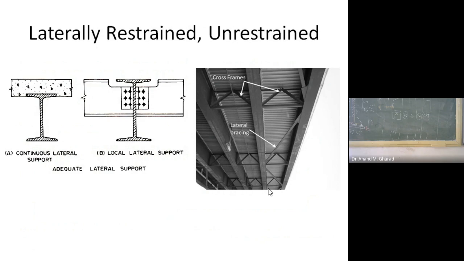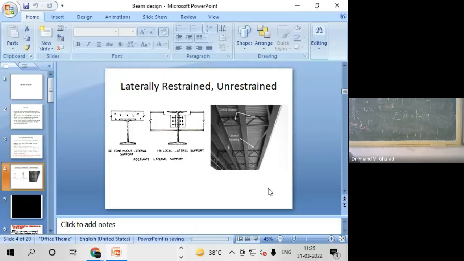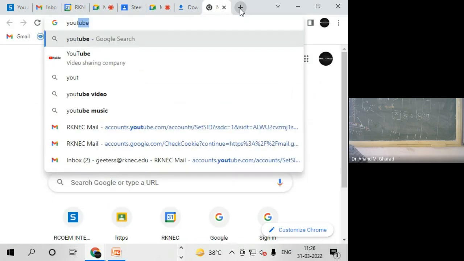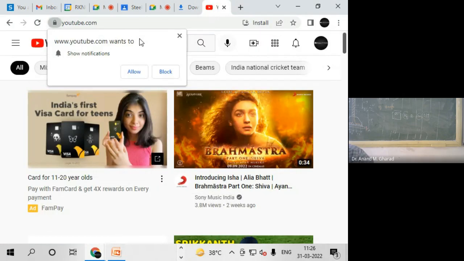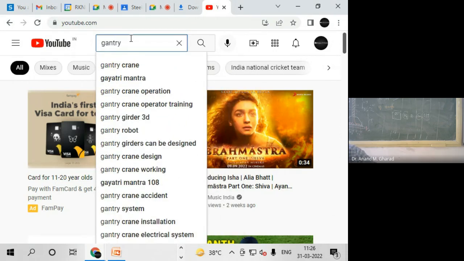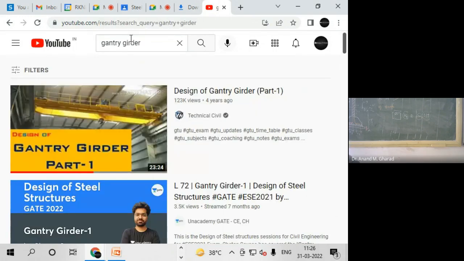Now you may argue that why only laterally restrained, why not laterally unrestrained? And they are present. Laterally unrestrained beams are also present. उसका एक typical example है gantry girder. Okay, it is gantry girder. I will now introduce gantry girder. ठीक है.